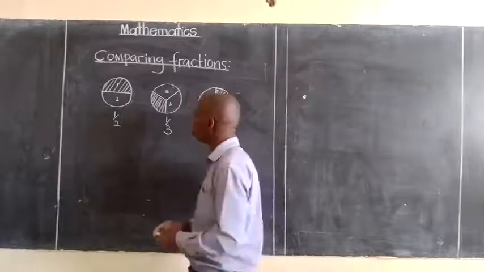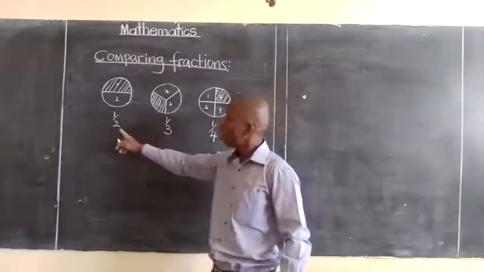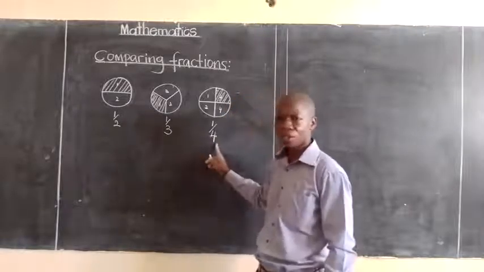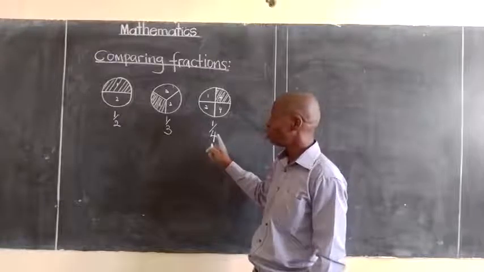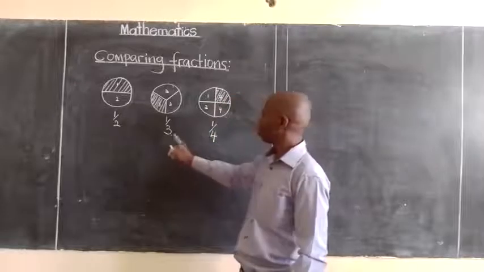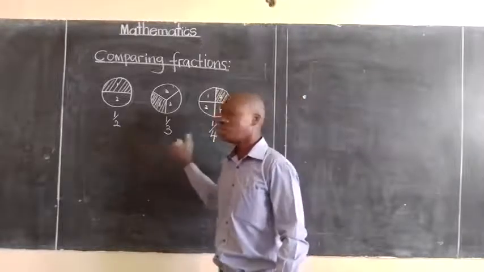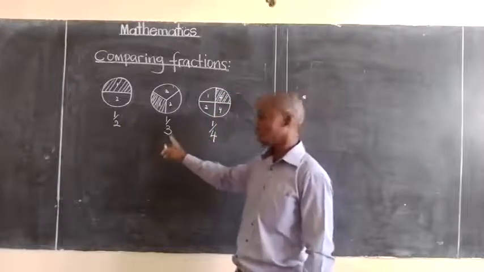Now we want to give a comparison. A half, a third, and a quarter. Which one is the biggest? Which one is bigger, a half and a third? Which one is bigger, a third and a quarter? Which one is bigger, a half and a quarter? Which one is bigger, a quarter and a third?